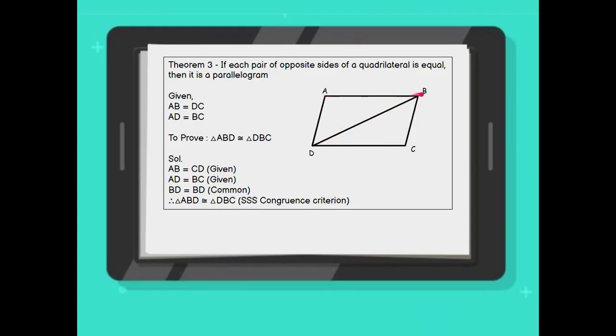Similarly, angle ABD is equal to angle BDC. We are telling these pairs of angles equal by CPCT, or corresponding parts of congruent triangles. By them, we are telling these two pairs as equal. So when alternate interior angles are equal, the two lines are parallel. Therefore, AB is parallel to DC and BC is parallel to AD.